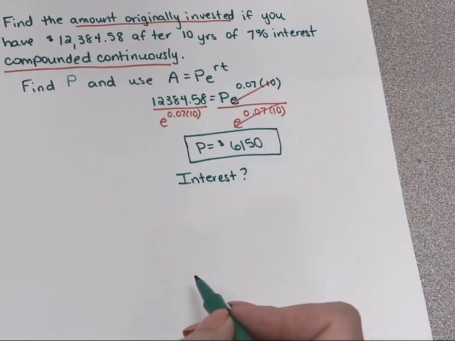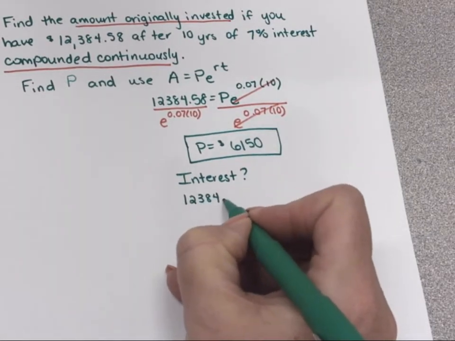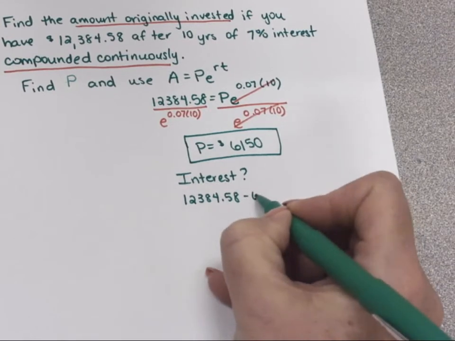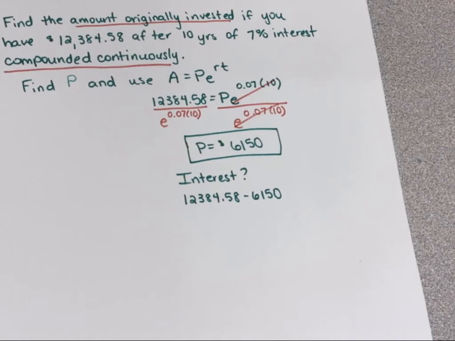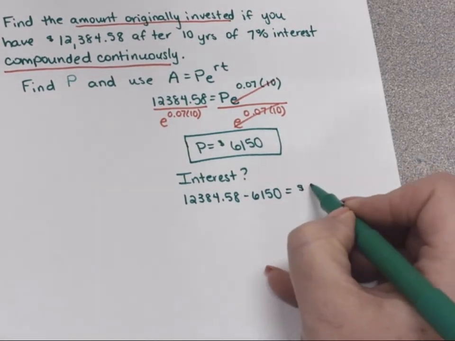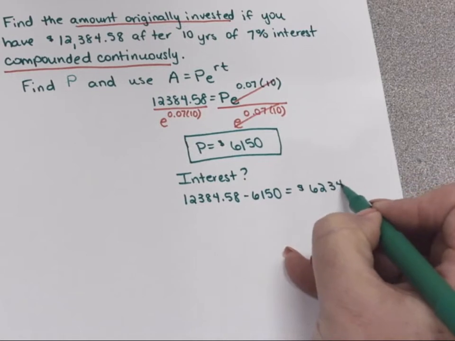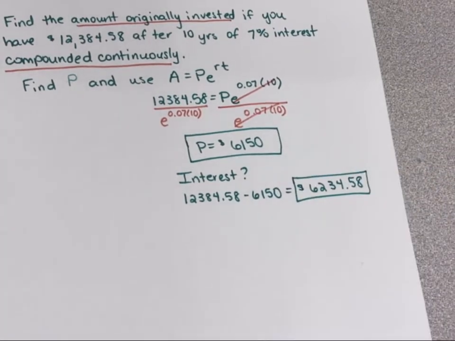Subtract that from the 12,000. Yeah, you ended up with 12,384.58, right? So you're going to subtract off 6,150, because that's the actual cash you put in the account. And the difference will be the extra you earned, in other words, the interest. Notice this time the interest exceeded what we started with.